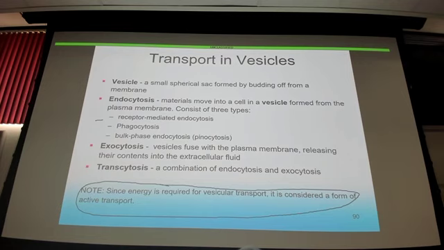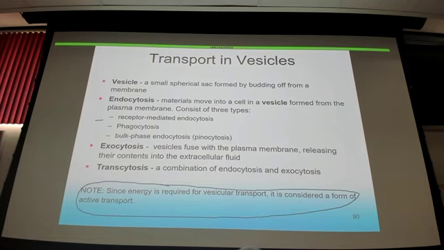Receptor-mediated endocytosis means that we're going to have a receptor that's looking for a particular molecule, and then it will do endocytosis. And then there's pinocytosis, which is what's sometimes called bulk phase. Exocytosis is doing the opposite.